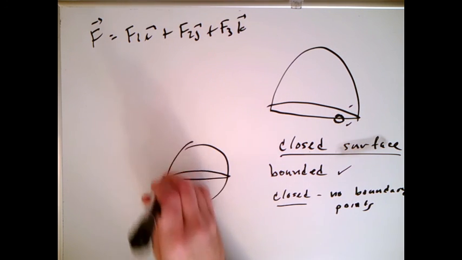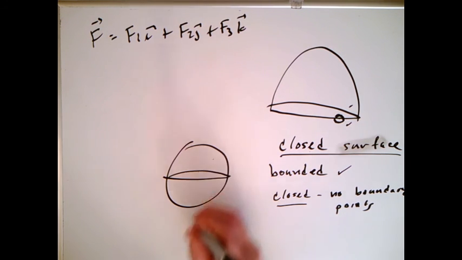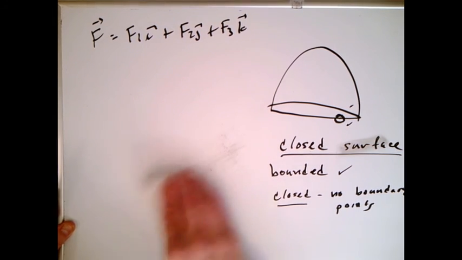Now, how can you not have boundary points for the surface? Think of a sphere, right? Every time I pick a point anywhere on the sphere, I can actually draw a little tiny circle that stays on the sphere and only on the sphere. So a sphere would be an example of a closed, bounded surface.